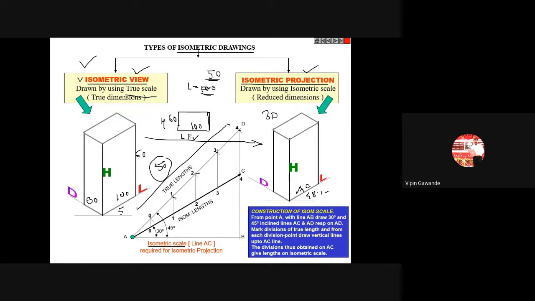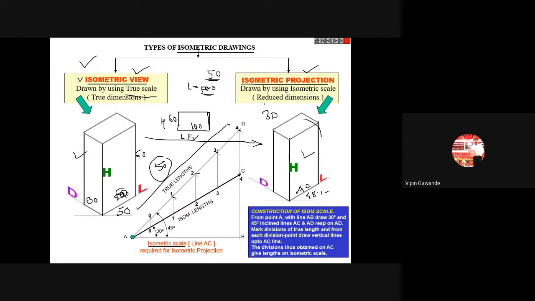Here this is 50. Now for this three-dimensional object, it is 48 only, or 46 only. That means the dimension gets reduced. So this three-dimensional object will be smaller than this object. This is bigger and this will be smaller. So the isometric view means what? Isometric view means using the actual dimensions from the front view, top view, and side view.